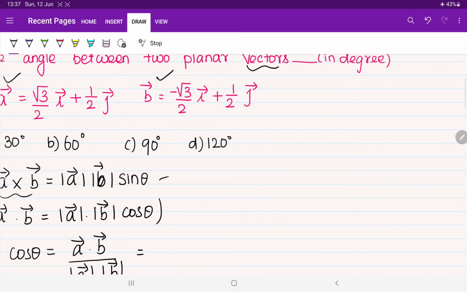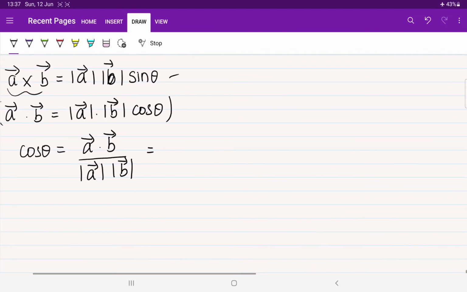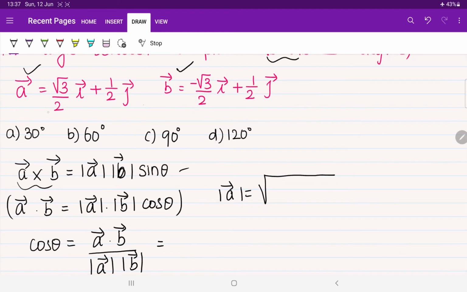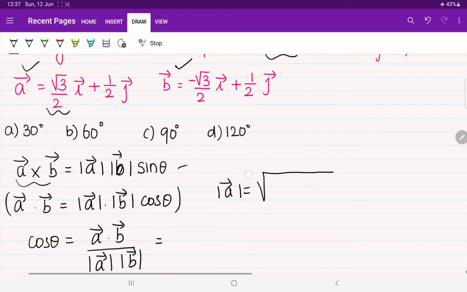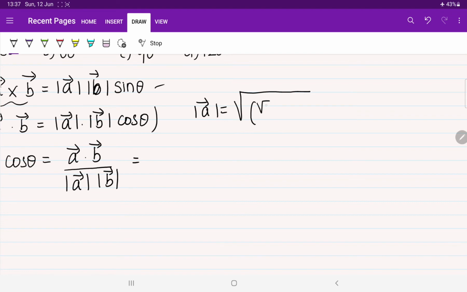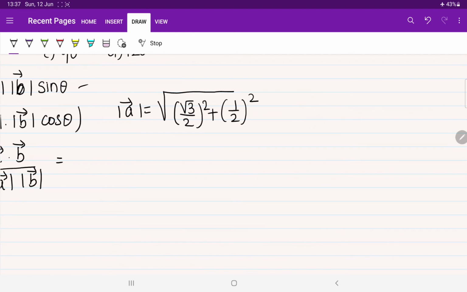Okay sir, let us take A vector and B vector, and let me substitute all the values here. A vector is given here, B vector is also given. Can you please tell me how to calculate mod of A, that is the magnitude of the vector? For that I have to take the square root of the coefficient of i vector squared plus the coefficient of j vector squared. So square root of root 3 by 2 whole square plus 1 by 2 whole square. What will you get here? Root 3 squared becomes 3, 2 squared becomes 4, 1 squared becomes 1, 2 squared becomes 4. It becomes 4 by 4, or we can say it will be 1. Square root of 1 will be 1 only.